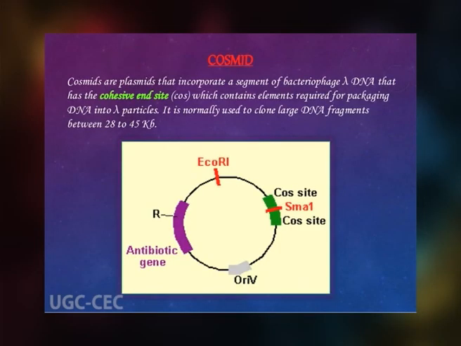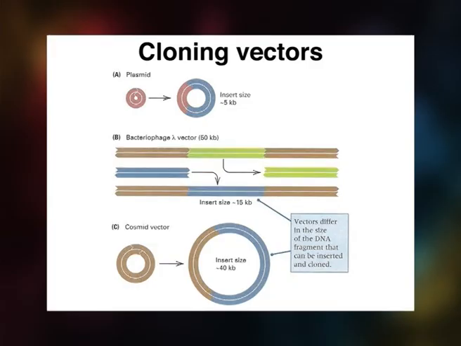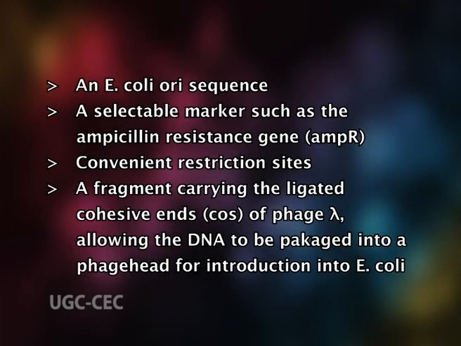Cosmids are constructed vectors with features from both plasmids and phages. These features include: first, an E. coli ORI sequence; second, a selectable marker such as the ampicillin-resistant gene; third, convenient restriction sites; fourth, a fragment carrying the ligated cohesive ends COS of phage, allowing the DNA to be packaged into a phage head for introduction into E. coli. Cosmid consists of plasmid vectors and the COS site of lambda phage.